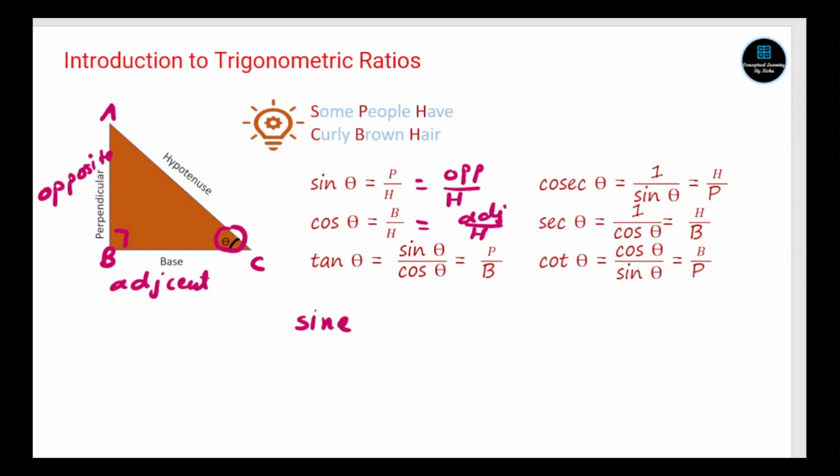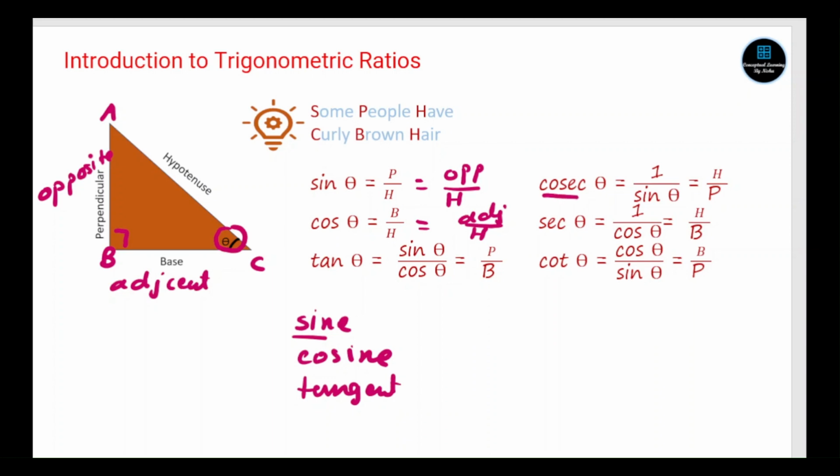Now first of all, let me write the full forms. Sin is the short form of sine theta. Then cosine theta and tangent theta. These are 3 ratios: sine, cosine and tangent. Similarly, cosecant, secant and cotangent.